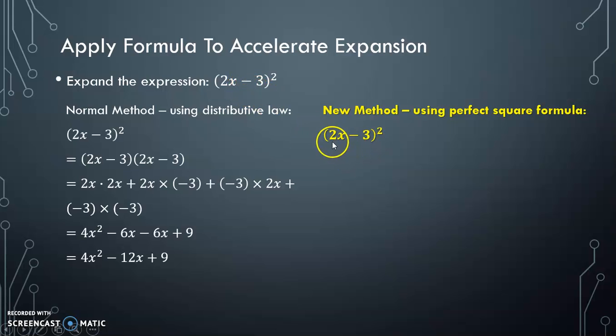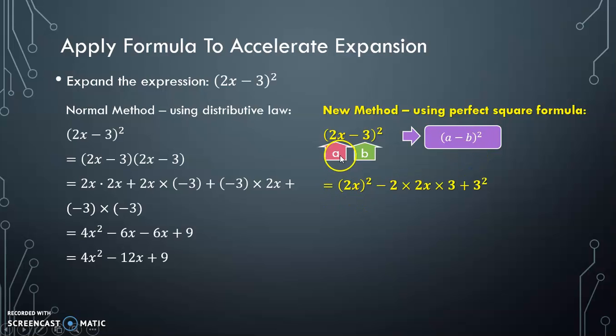Now that we have learned the perfect square formula, we can apply it. In this case, your 2x is your a, and your 3 is your b. In this format, it's 2x minus 3, so we are applying the formula for (a minus b) squared. You have (2x) squared. Notice that I have used a bracket, and this bracket is necessary. Using the bracket, I make sure that the entire 2x is squared, so in the end you will have 4 times x squared.